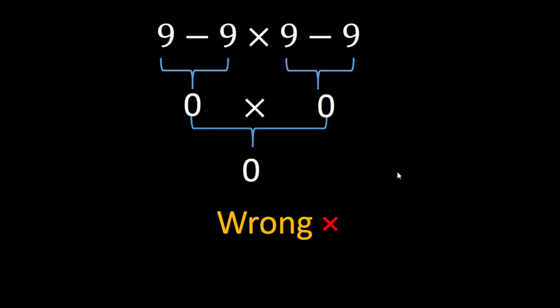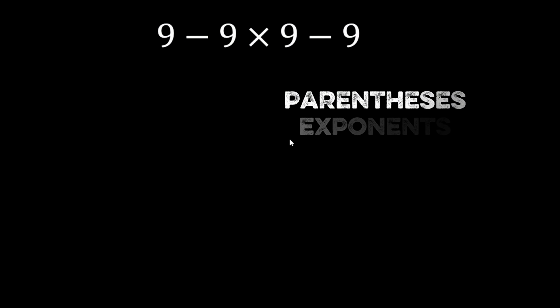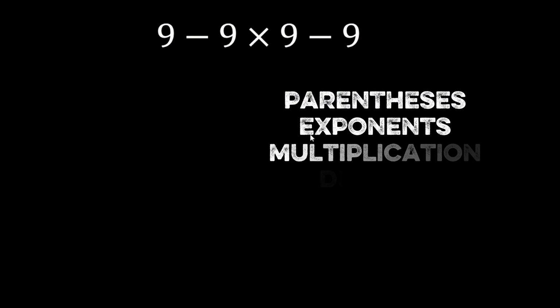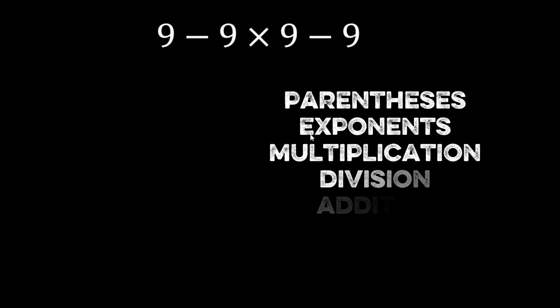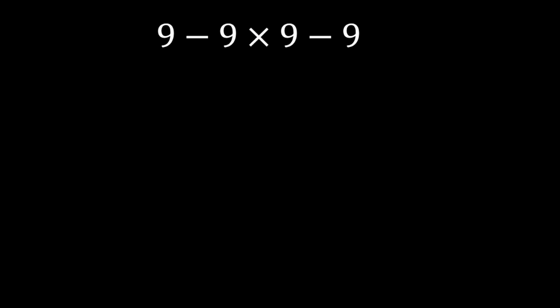Now, let's solve it the right way using PEMDAS. The order of operations: parentheses, exponents, multiplication, division, addition, and subtraction. Step 1. There are no parentheses or exponents here, so we start with multiplication. 9 times 9 equals 81. Now the expression becomes 9 minus 81 minus 9.